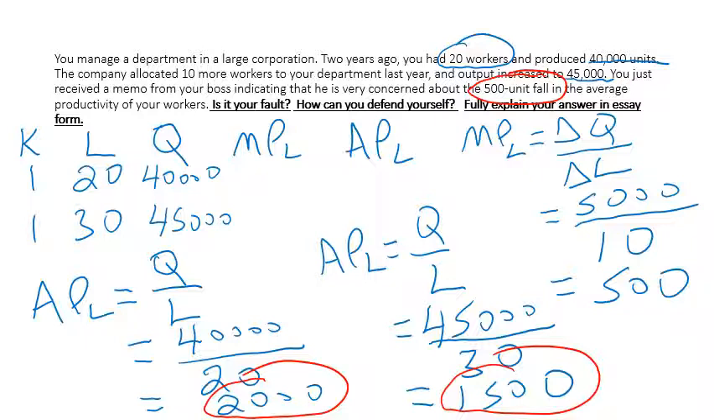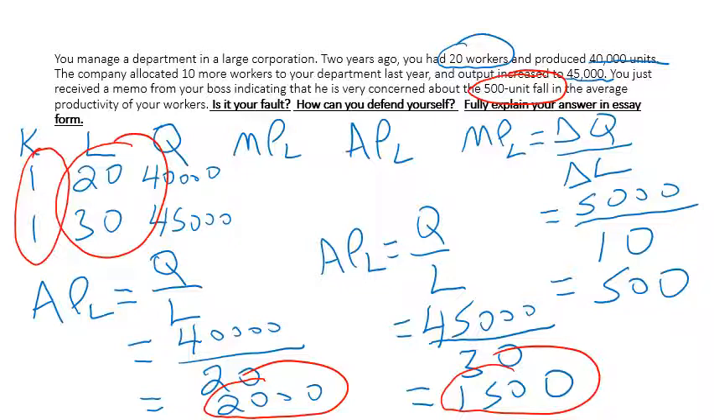And who's your boss blaming? He's blaming you. Well, it's not your fault. Why not? Well, as most of you pointed out, it is not your fault because while he did increase your labor force from 20 to 30, he did not increase the capital. So the mismatch became even more pronounced, right? Labor increased and capital stayed the same. So who are we to blame? Well, the who is obviously your boss.